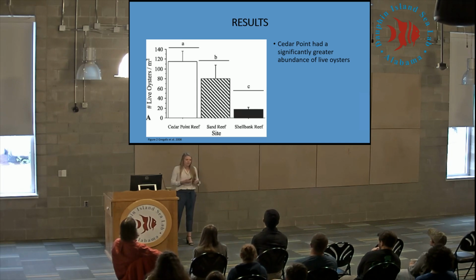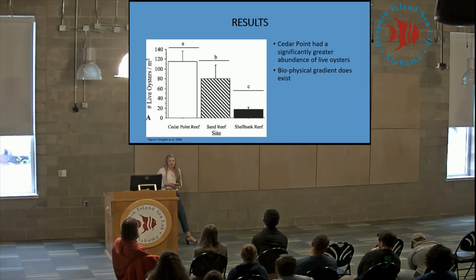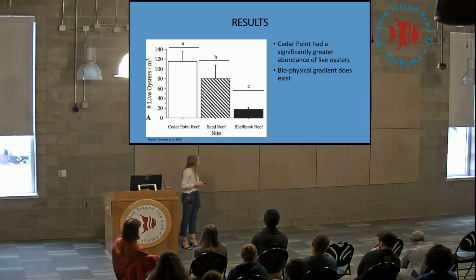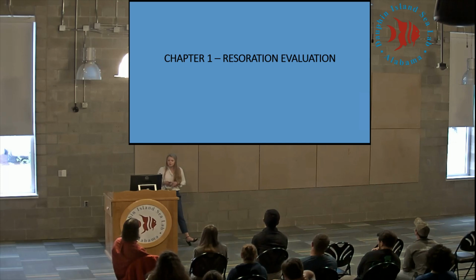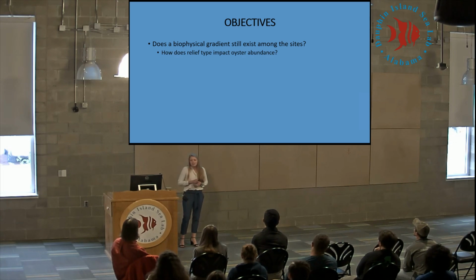Bathymetric surveys were also done in January of 2006 because these reefs were deployed in 2004, prior to Hurricanes Ivan, Dennis, and Katrina, just to make sure that they were still there looking good. They found that Cedar Point did have a significantly greater abundance of live oysters, and that is the well-oxygenated reef with a history of wild oysters present. And they confirmed that the biophysical gradient does exist when it comes to oyster abundance.